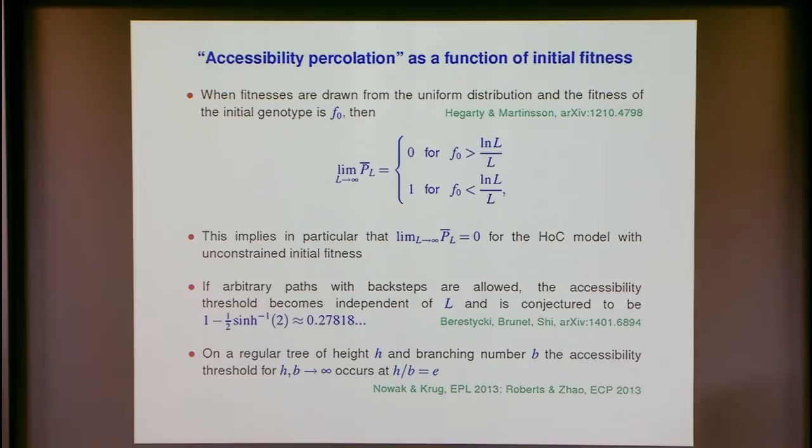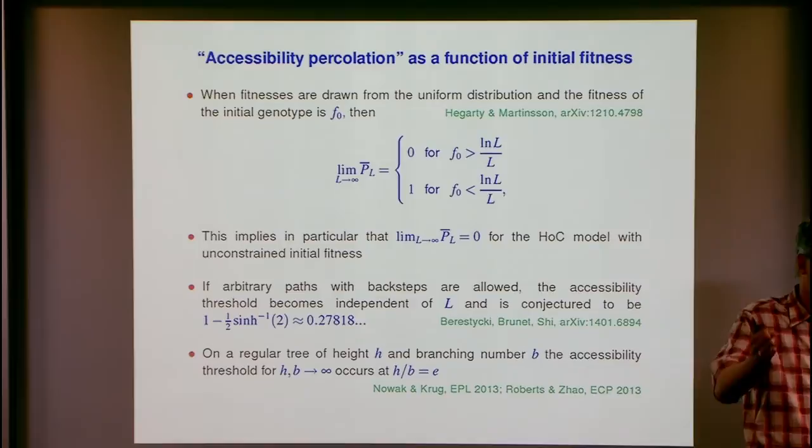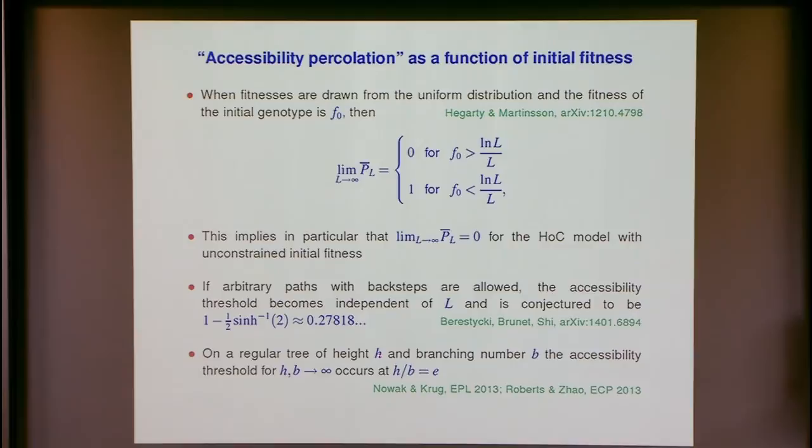And this problem has also been analyzed on trees by us and by others. And so on the tree, you can think of trees where you scale the branching number and you scale the depth of the tree. And in order to model the hypercube, you should scale the two in the same way, because a hypercube has a branching number and a depth that are the same. And so if you fix h over b and you take h and b to infinity, then it turns out that there is again a kind of accessibility threshold, which is at e. Okay, so when this is 2.7, then you go from having, with probability 1, no path to having a path with probability 1.